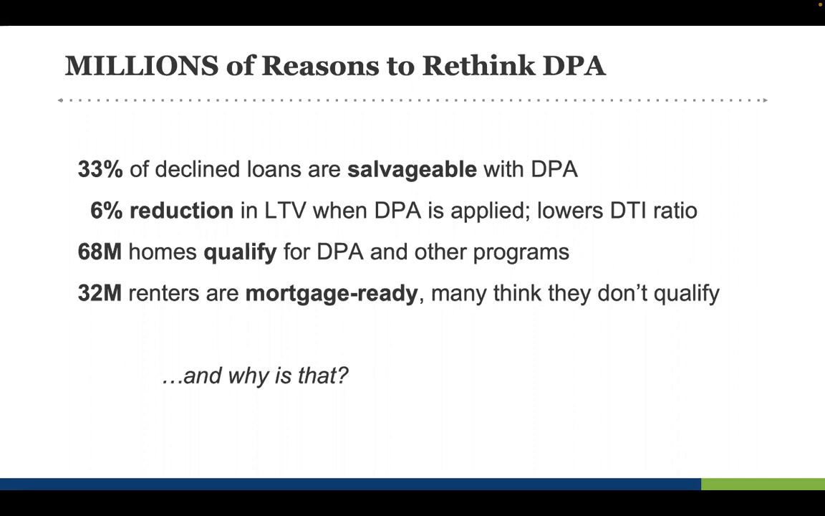No upfront mortgage insurance, reduced monthly mortgage insurance, lower loan amount because you're putting down a down payment through a down payment assistance program, and that's going to lower ratios, potentially better first mortgage rate. So here are millions more reasons to rethink down payment assistance.